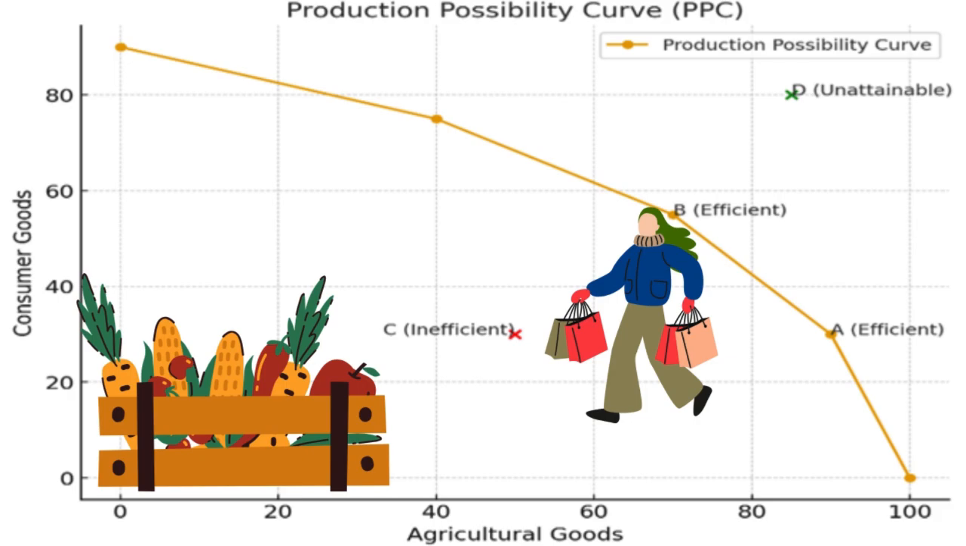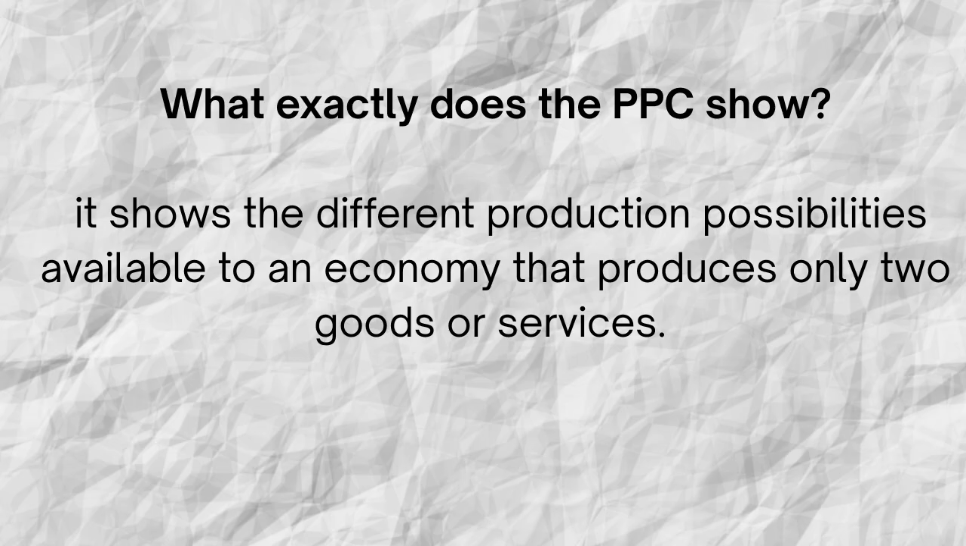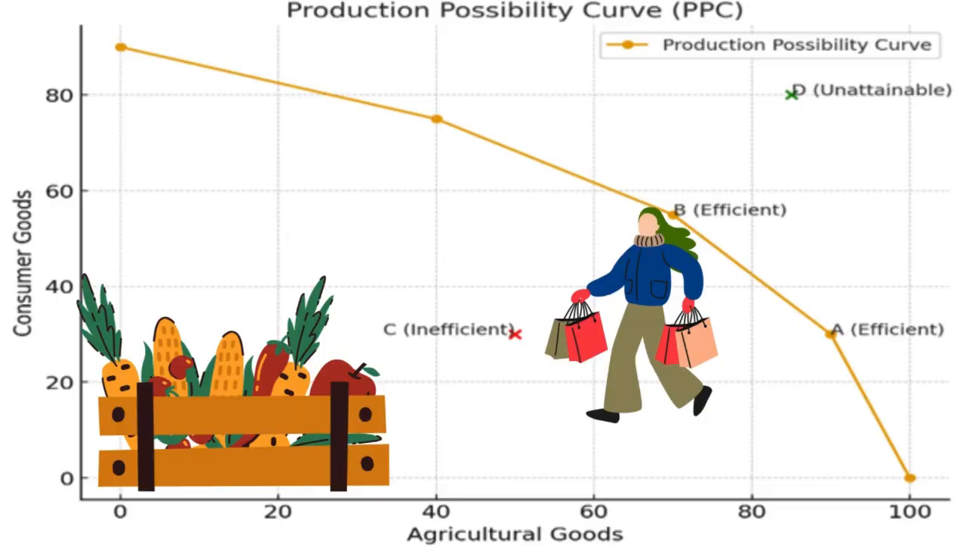In addition, the shape of the curve also matters. Usually, it is drawn concave to the origin. But why is this the case? It is because of the law of increasing opportunity cost. This happens because resources are not equally efficient in producing all goods.